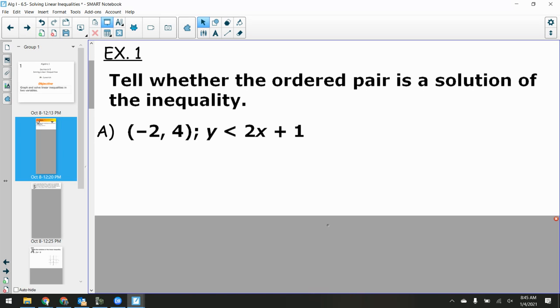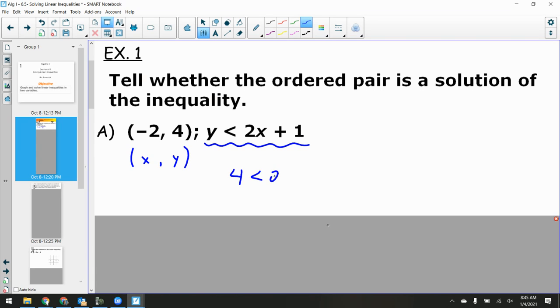Well, notice here that I've got this inequality. This y is less than 2x plus 1. And I'm given a coordinate, -2, 4. I'm given an x and a y. So all you do is you plug the x in for the x, you plug in the y for the y, and see if this comes out to be a true or false statement. So I say 4 is less than 2 times -2 plus 1.